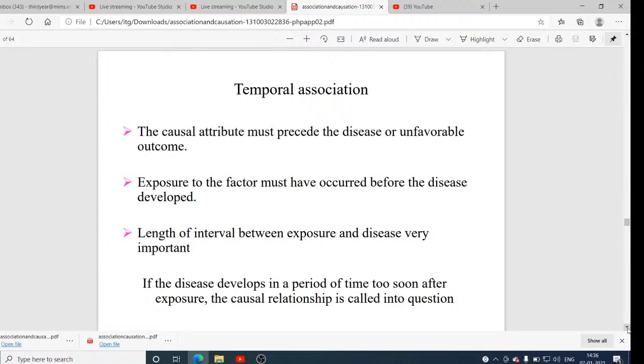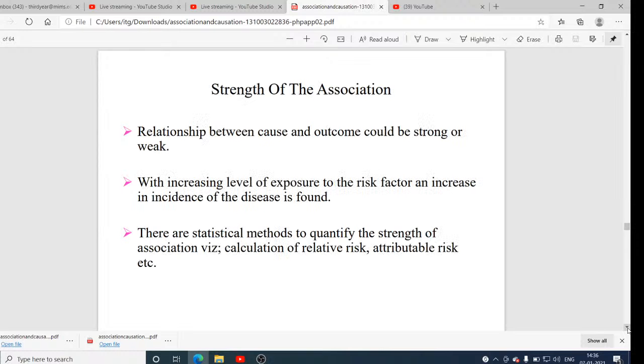Now, coming to temporal association, the causal attribute must precede the unfavorable outcome. Exposure to the factor must have occurred before the disease developed. The length of the interval between exposure and disease is very important. If the disease develops too soon after exposure, the causal relationship is called into question.